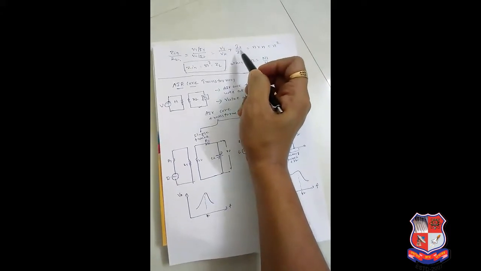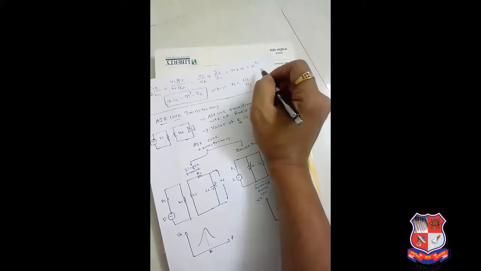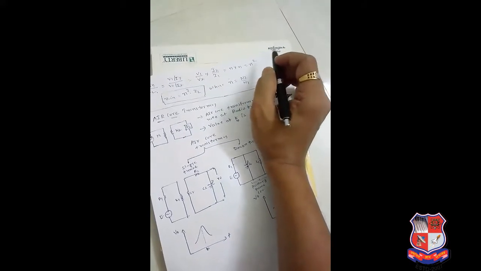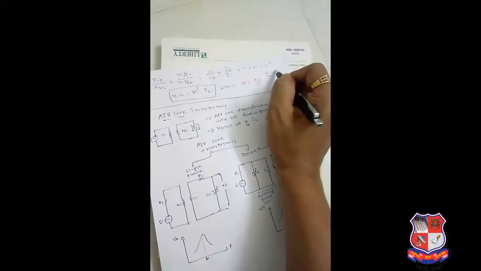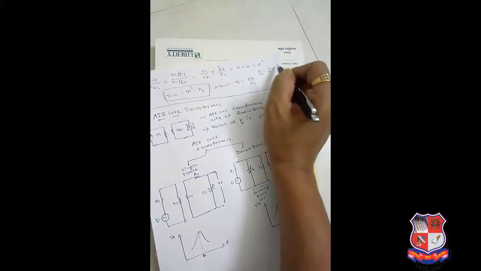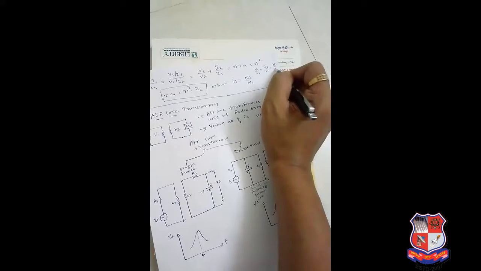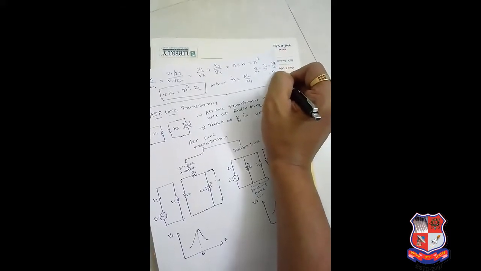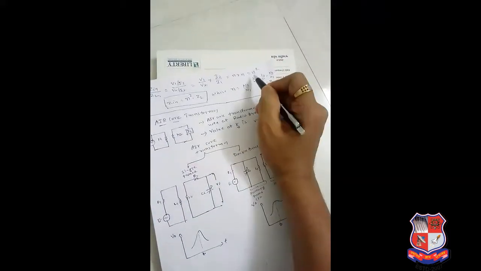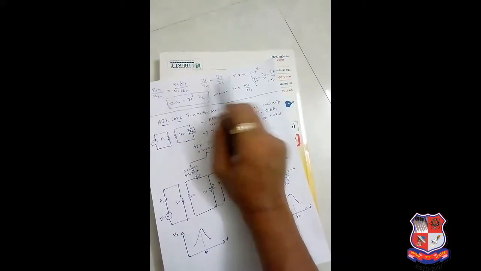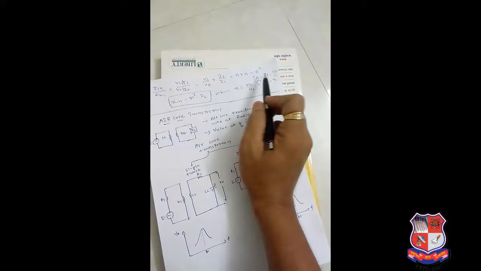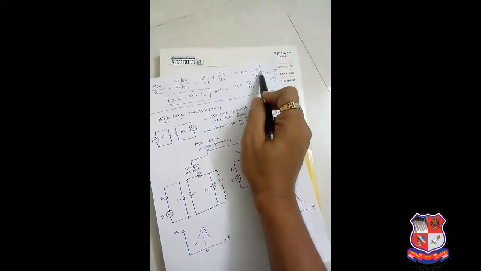As we already know, the famous relation of the transformer is given by V1 by V2 is equal to I2 by I1 is equal to N2 by N1, which is given by small n. We are using this relation. So V1 by V2 is given by n, and I2 by I1 is also given by n. So it is basically n square.